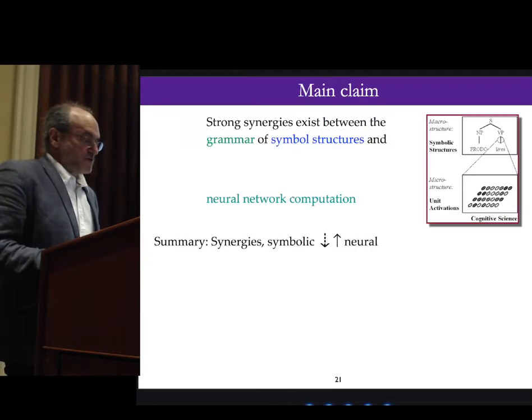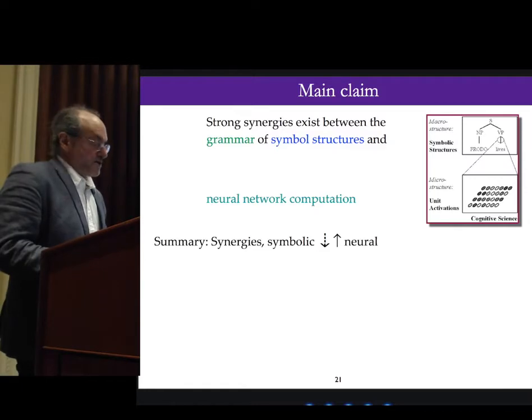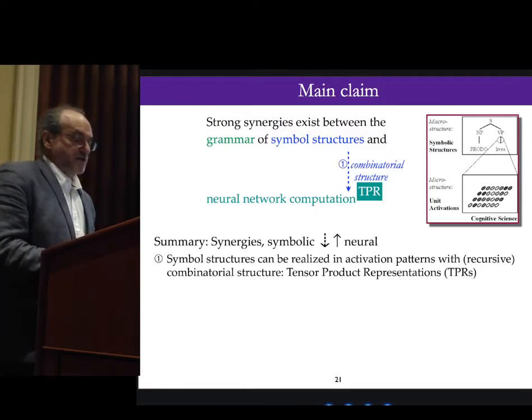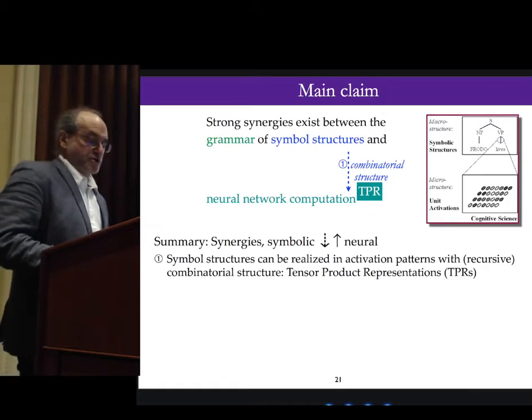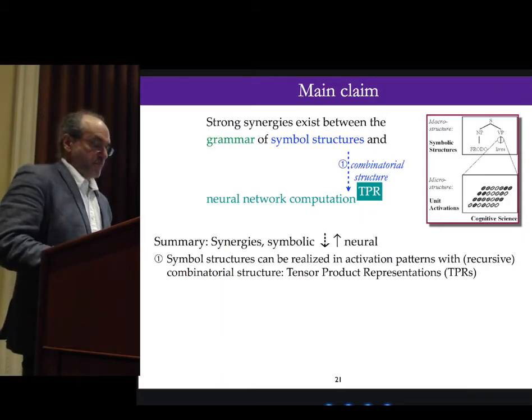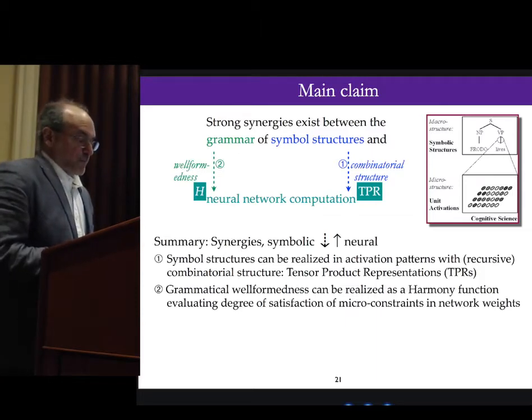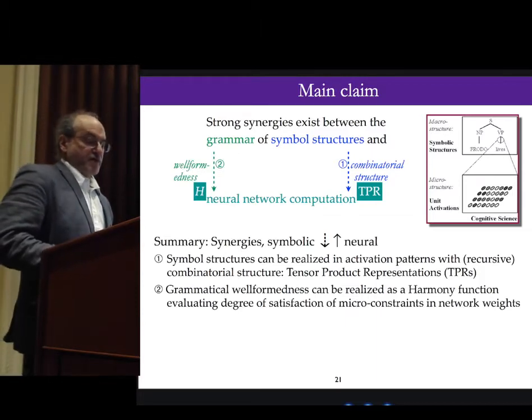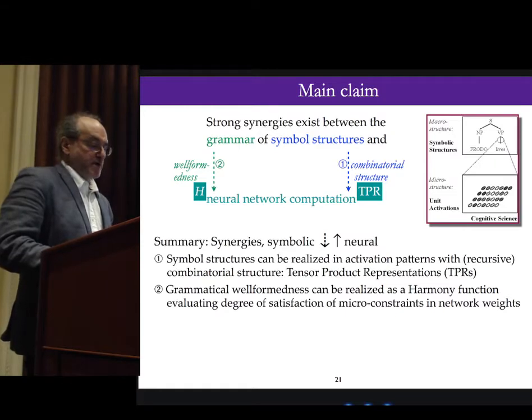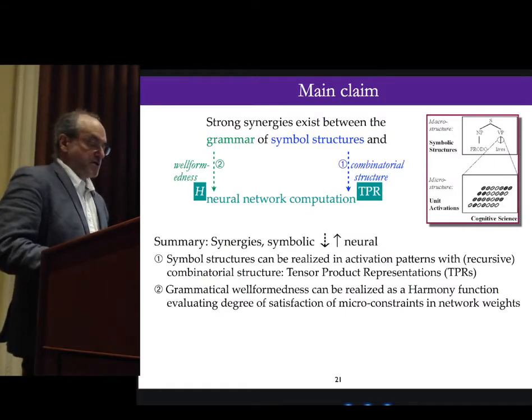Okay, so let me summarize the four theoretical synergies that we've discussed. Symbol structures can be realized in activation patterns of combinatorial structure, tensor product representations. Grammatical well-formedness can be realized as a harmony function evaluating the degree to which activation patterns satisfy micro-constraints in network weights.